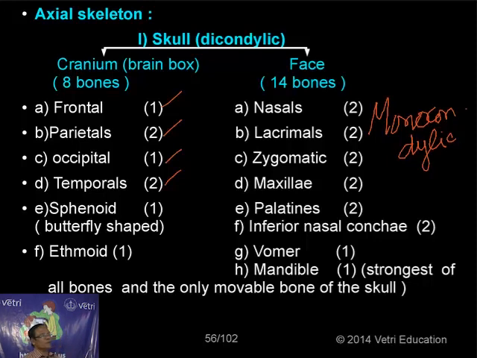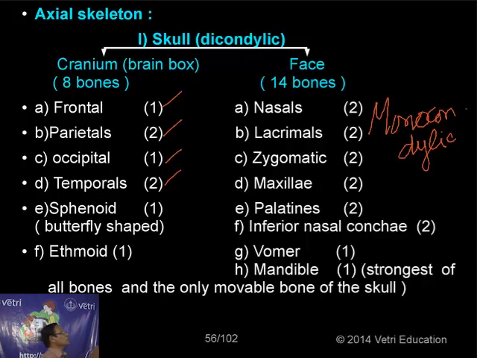Now let's go to the face. In the face region, we have 14 bones. Out of the 14 bones, only one is movable, the lower jaw. All of the other bones are fixed, not movable. So the only movable bone of the skull is the lower jaw bone, called the mandible, the strongest bone.